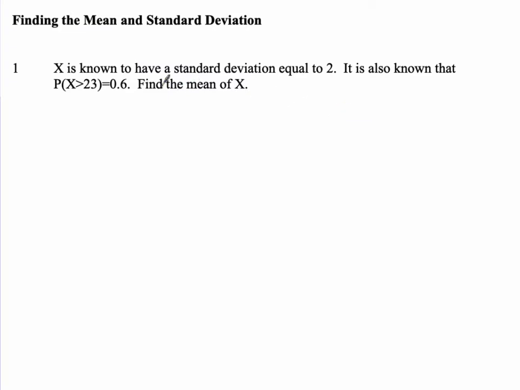Okay, next example we have x has a known standard deviation of 2. It's also known that probability x is greater than 23 is 0.6. Find the mean. So what we can do is we can take this, let's draw this. So we don't know the mean, but probability x is greater than that is 0.6, so 23 should be right here, right? And we don't know what the mean is. It's bigger than 23 though. This is 0.4 because that's 0.6, right?